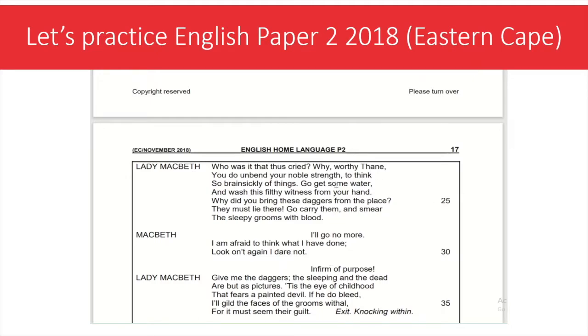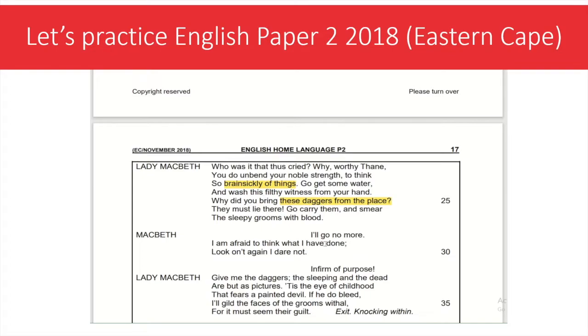So this is 5, 4, 3. So brain-sickly of things. "Get some water and wash this filthy witness from your hands. Why did you bring these daggers from this place? They must lie there. Go carry them and smear the sleepy grooms with blood." So over here, one of the things that Macbeth has done is that he's actually brought the murder weapon with him, which is not good if you're going to murder someone. That's the first thing that someone looks for.